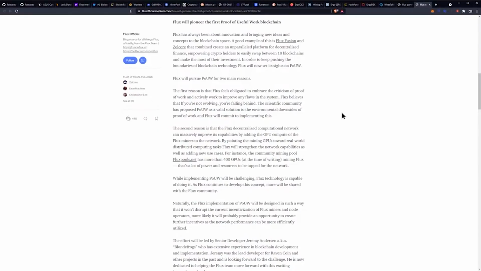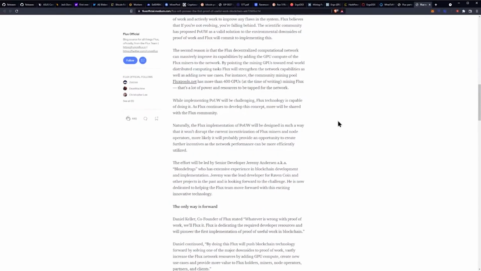By pointing the mining GPUs toward real-world distributed computing tasks, Flux will strengthen the network capabilities as well as add new use cases. For instance, the community mining pool, fluxpools.net, has more than 400 GPUs at the time of writing this, mining Flux. That's a lot of power and resources to be tapped for the network. While implementing proof of useful work will be challenging, Flux technology is capable of doing it. As Flux continues to develop this concept, more will be shared with the Flux community.